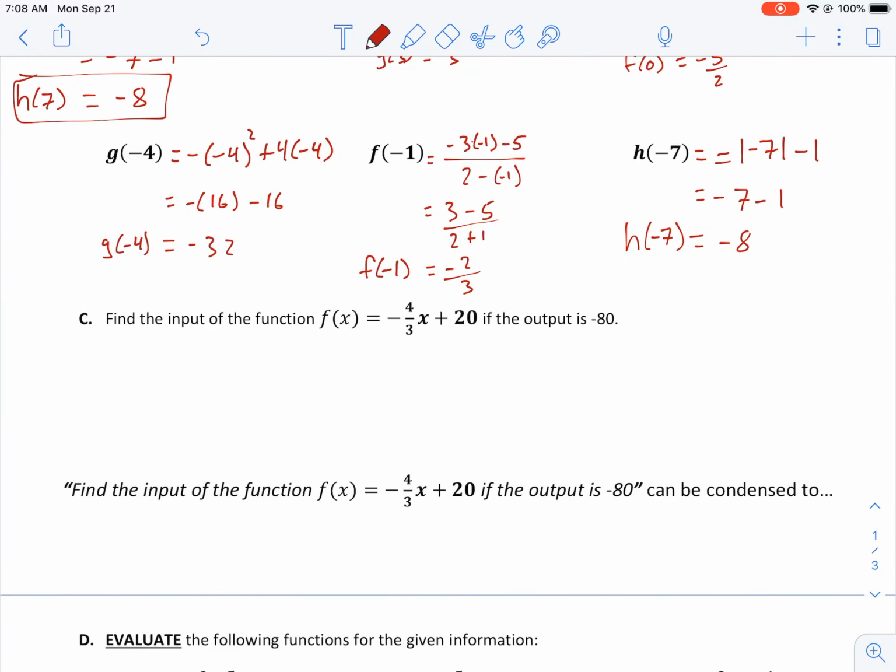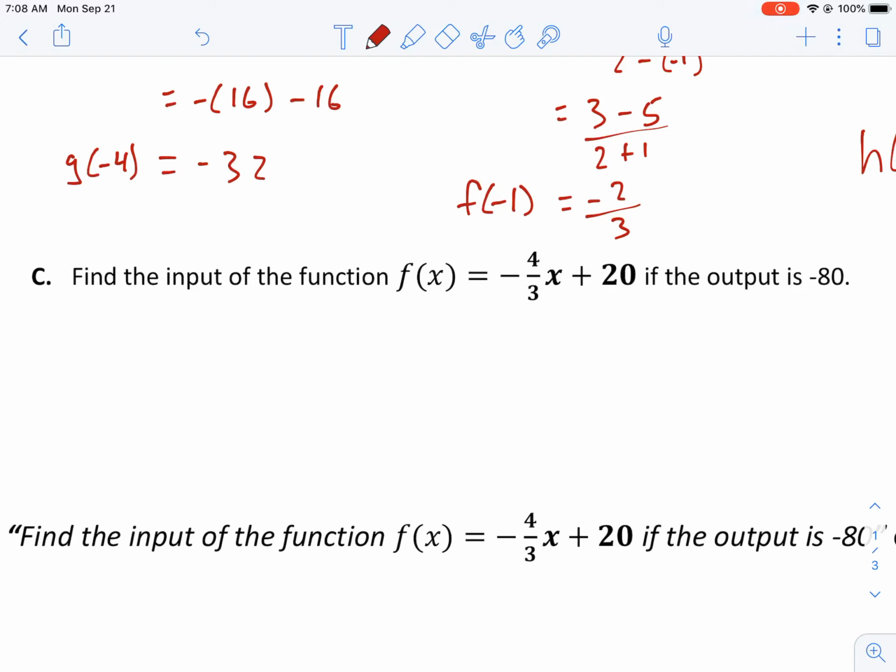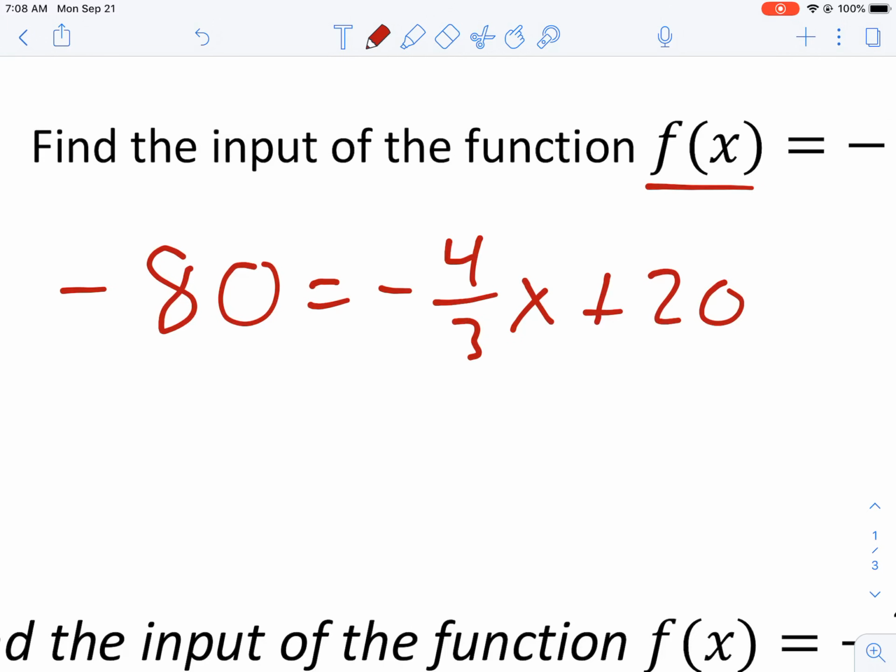Now, the other thing that you might do here, instead of giving you the input, they might give you the output, okay? And if you remember, f of x is the output. So here, they're not saying replace x with -80, they're saying replace f of x with -80. So what happens is you set your equation equal to -80, and then you solve for x, which is the input.